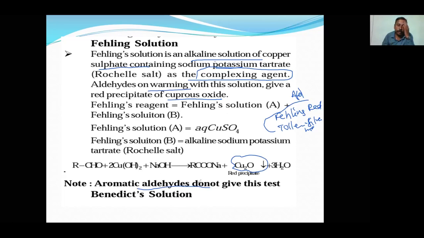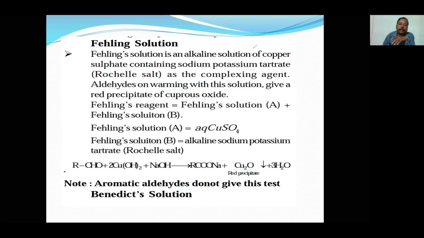The main problem with this test is if the aldehyde is there but it is benzaldehyde, then Fehling solution will not give a result. So that time we will think that it is a ketone, but basically it is an aldehyde also. This is the limitation of the Fehling solution. Even though it is aldehyde, it will not behave as aldehyde.